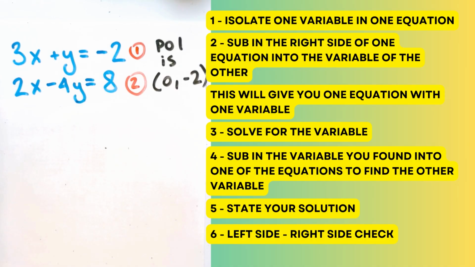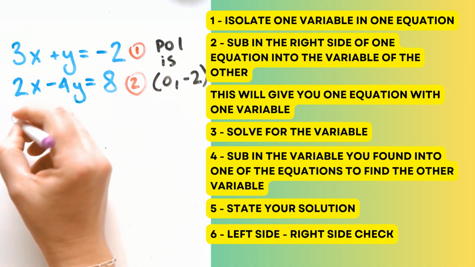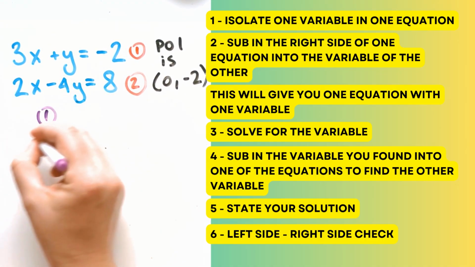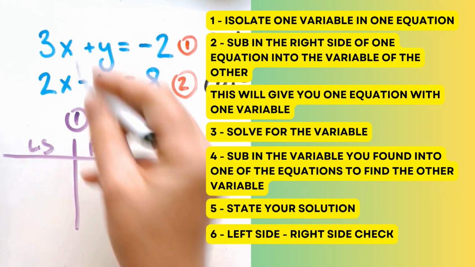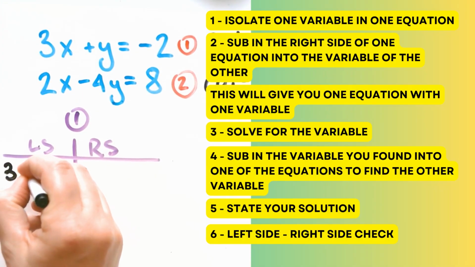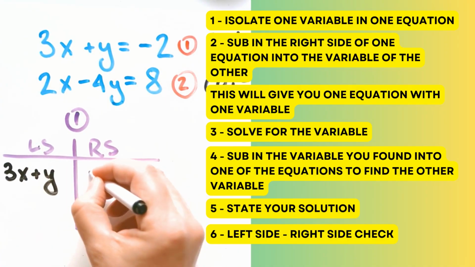So again, you know you did it right, I know you did it right, but you'll likely be asked to do a left side, right side check for both of the equations to prove that you did it right. So let's do that for each equation. So for equation 1, let's do our left side, right side check. Left side, I have 3x plus y. And on the right side, I have negative 2.